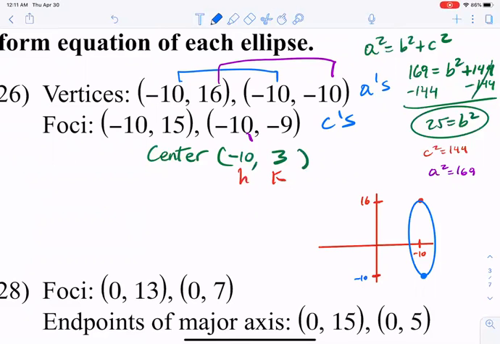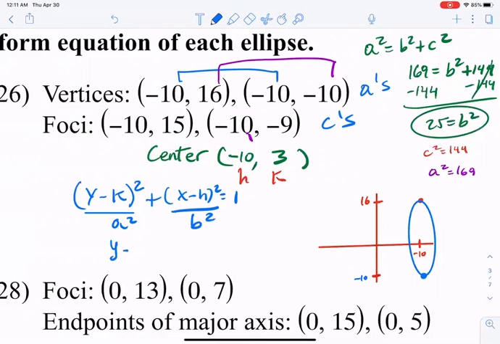So let's write the equation. We need y minus k squared over a, this is for the vertical major axis, plus x minus h squared over b, equals 1. Remember, you put the a with the major axis. In this case, it's vertical, so I'm putting it with the y. So now I have y minus 3 squared, where k is 3, plus x minus negative 10, that's plus 10 squared, equals 1. What's a and what's b? Well, a is 169, and b is 25, and I'm done. That's all you have to do. Okay.